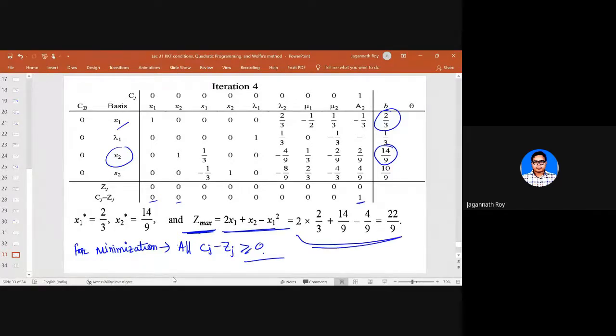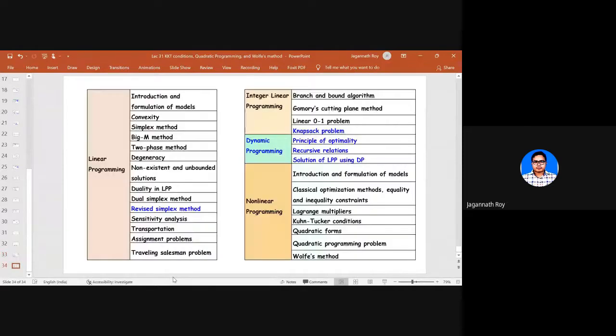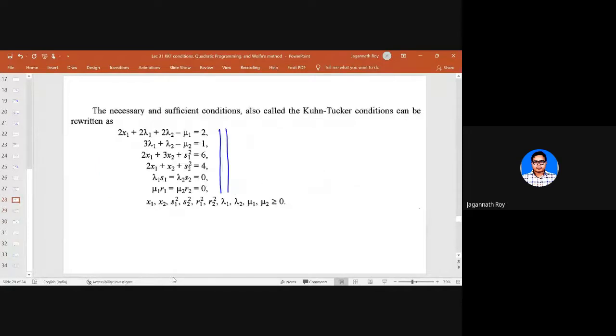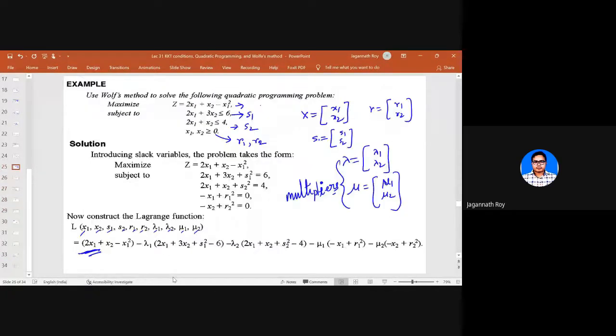Now you can realize that if you do this hand calculation, it will take too much time, even for a simple problem. What we have discussed so far is a very simple problem, only two variables and two constraints. Now if you have 20 variables and 20 constraints, then how will we do it? For that we have to design some algorithms.